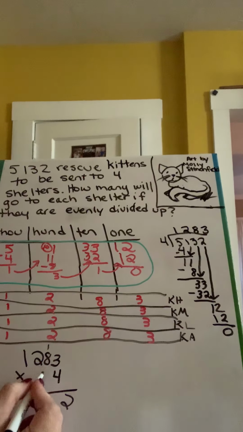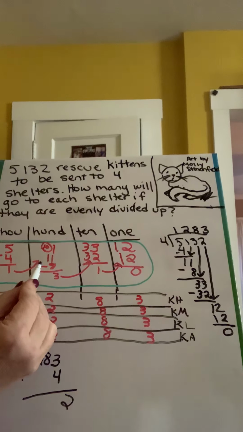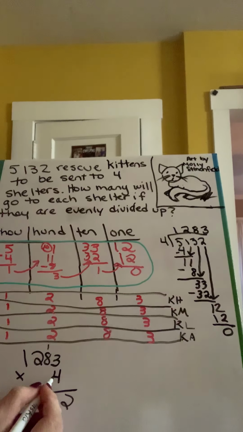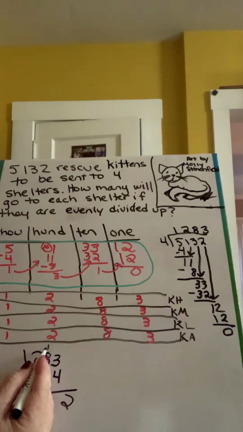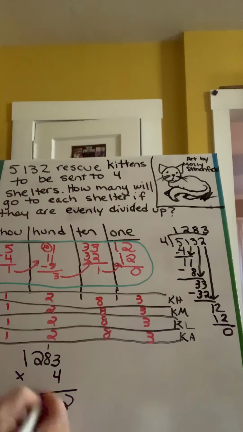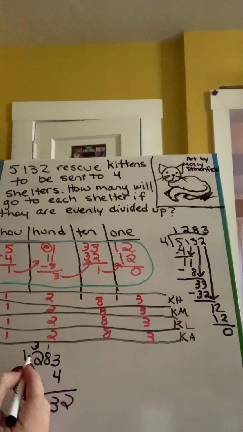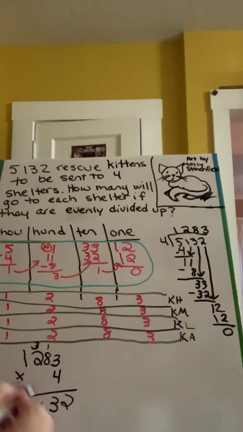8 times 4 is 32. And notice when you're doing the multiplication, the facts you come across and that you need to do will be the same ones you used when you were working up here. 8 times 4 is 32. I remember doing that. Plus the one I regrouped, 33. What do you know? I had that there. 4 times 2 is 8. Plus the 3 is 11. That's what I had over there.